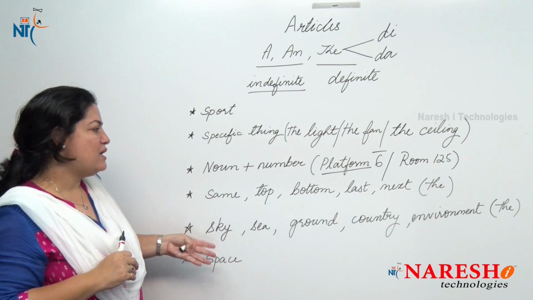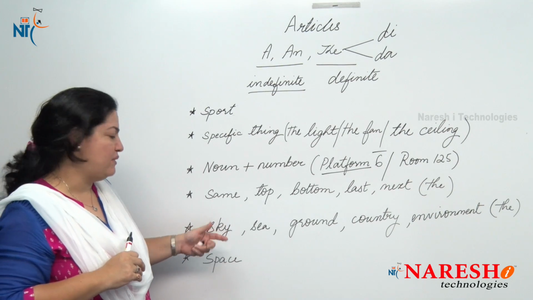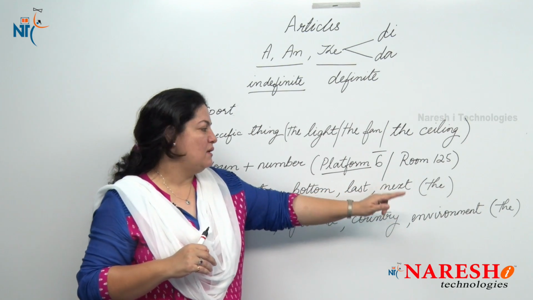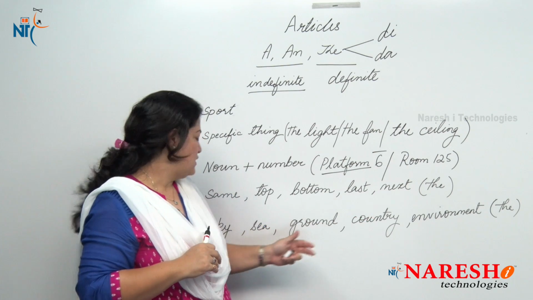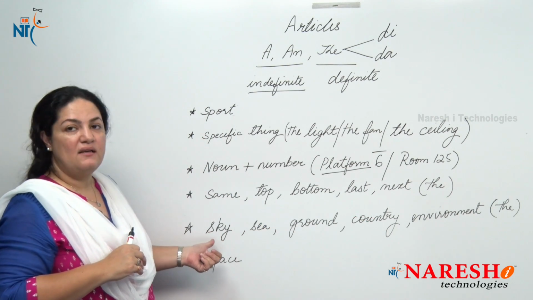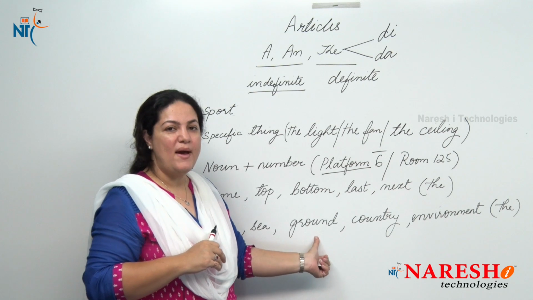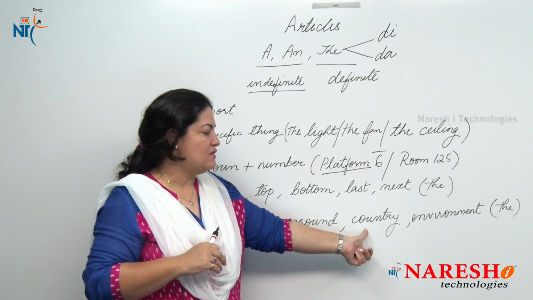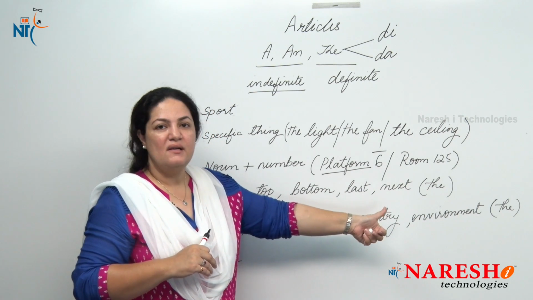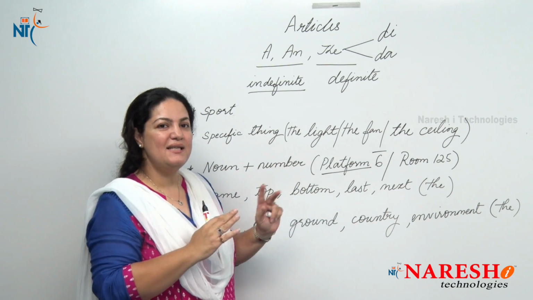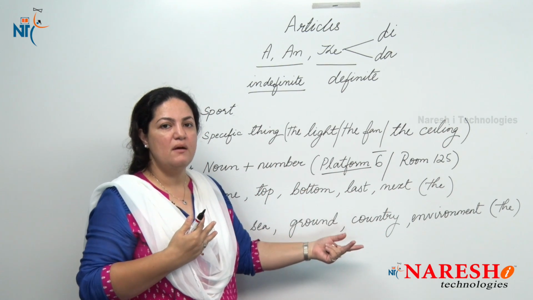Next is when you have unique things or only one of something. So we say sky, sea, ground, country, environment, all these words we use the. So we say the sky is clear today. I can swim in the sea. The ground is wet. I live in the country. The environment is polluted. So for all these words I use the. So this is the definite rule. We always use the before this.